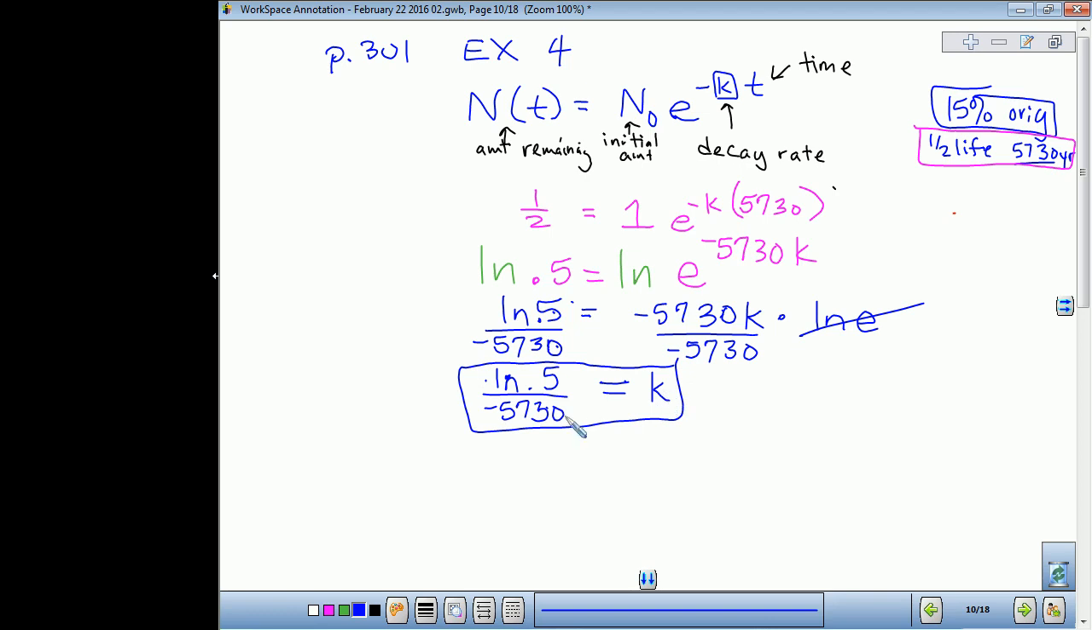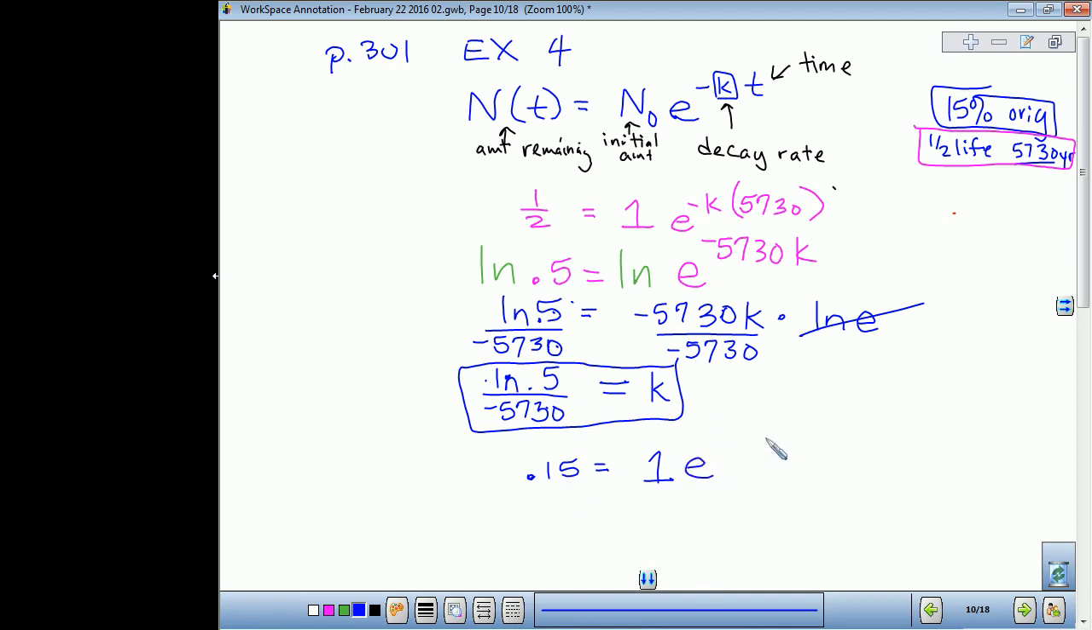If I were to go ahead and round this, and then I plug that back in and I use it for something else, once again, I'm taking that error and I'm making that error greater. So I don't want to do that. I want to use this exact value. Now I'm going to answer the question. Because the question asks, when is 15% of the original left? So now, instead of equal to 1/2, I'm going to say 100% is down to 15%.